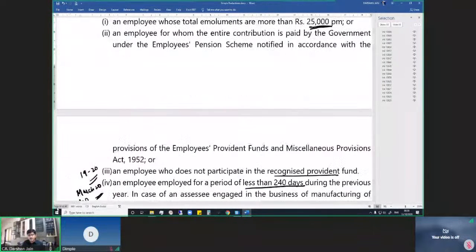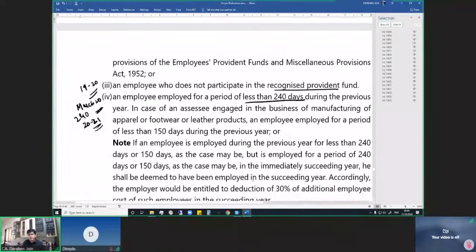So any employee with total emoluments of more than 25,000 rupees per month, one who does not participate in a recognized provident fund, one who is employed for less than 240 days would not form part of the additional employees, right? So additional employee would mean those employees who are paid a salary of less than 25,000 rupees per month, those who are part of the recognized provident fund of the employer and employed for 240 days.